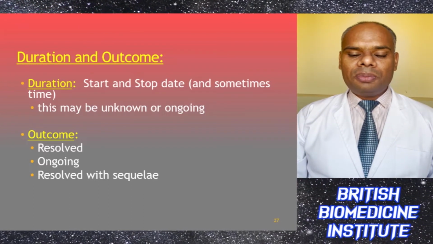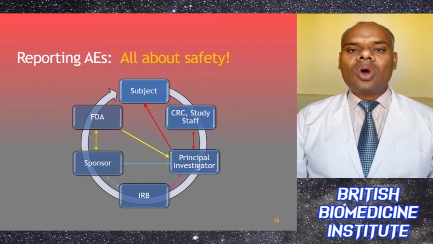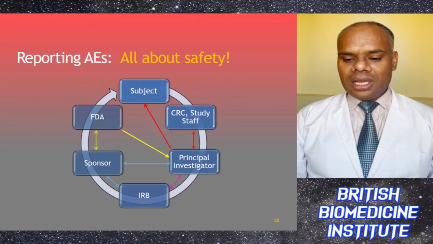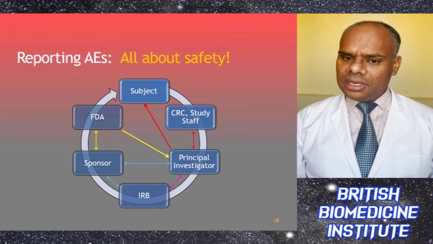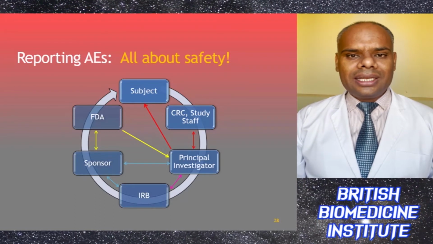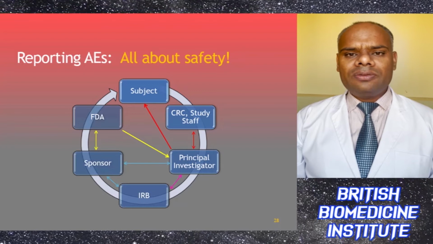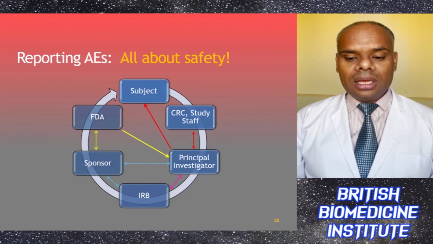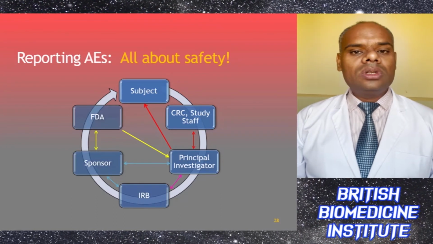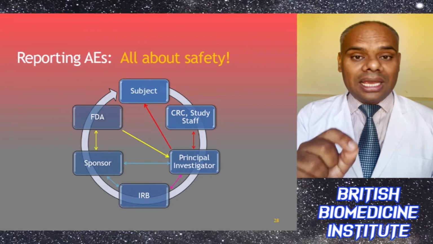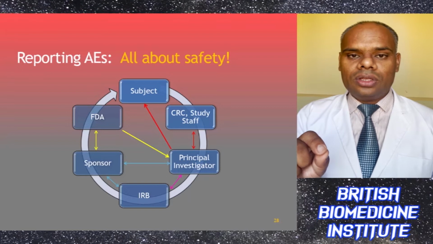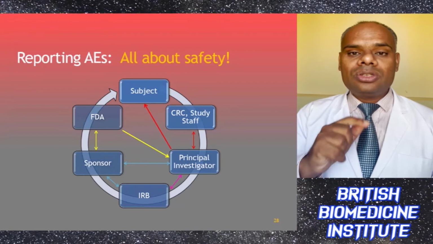So now comes the reporting of adverse events. It's all about safety, and it is the responsibility of the principal investigator to get as much information related to the AE as possible. The PI or CRC should inform the ethics committee and the FDA, with the help of the sponsor, as soon as possible.